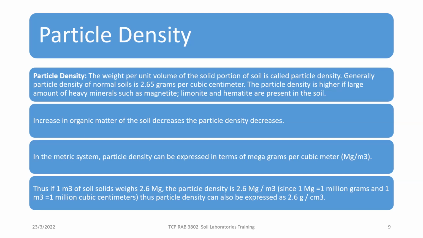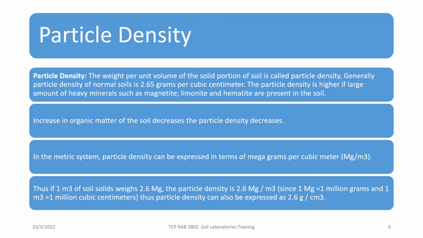The particle density is higher if a large amount of heavy minerals such as magnetite, limonite, and hematite are present in the soil. So in general, mineral soils have high particle density in comparison with organic soils. An increase in organic matter of the soil decreases the particle density as well.